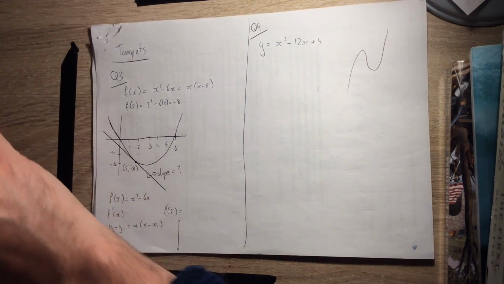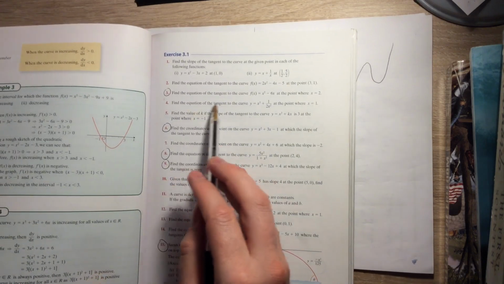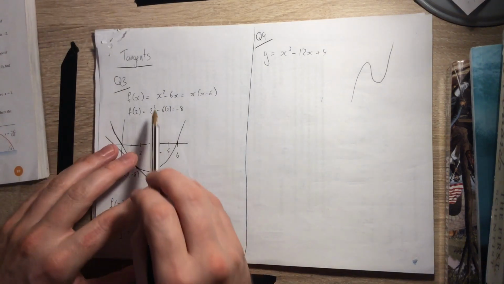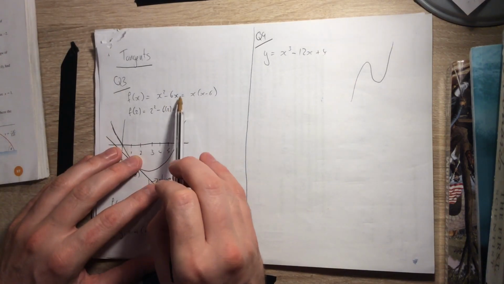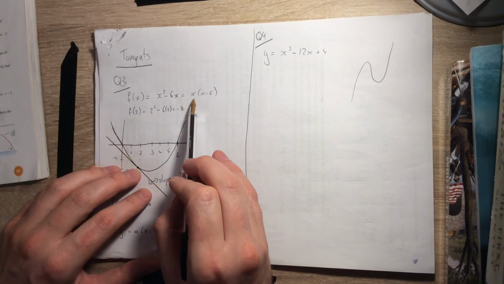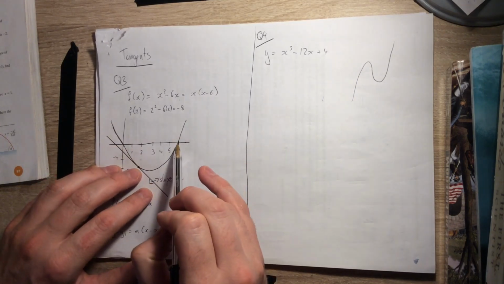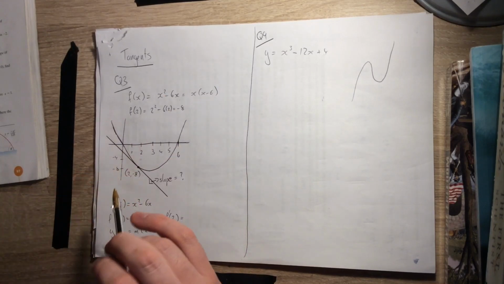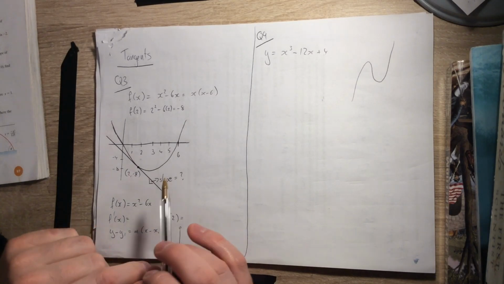We'll start off with question 3. Find the equation of the tangent to this curve at the point where x equals 2. So this curve is x squared minus 6x. If you factorize that, you see x and x minus 6 are factors, which means 0 and 6 are roots. It's a U-shaped curve because it's a positive x squared quadratic.